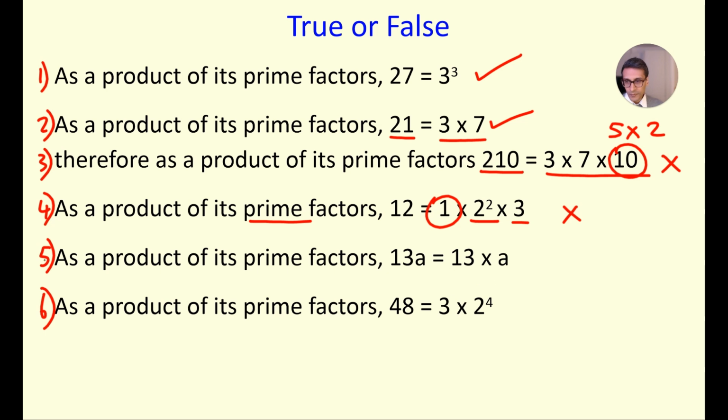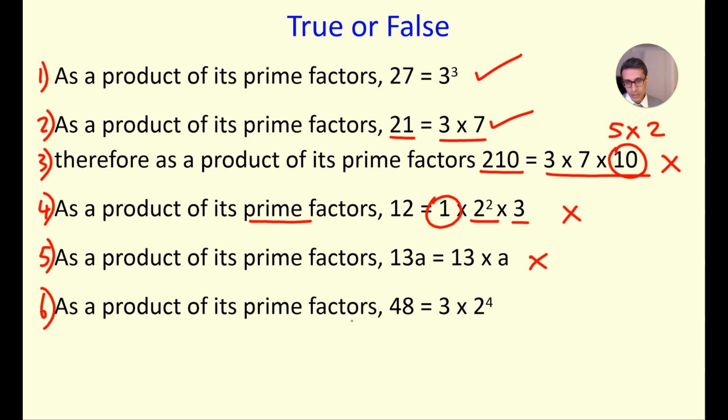Question 5. As a product of prime factors, 13a is equal to 13 times a. Now 13 is a prime number, so in this case you can say that's true. Technically a isn't prime, so this is a questionable one. This will only be true depending on the value of a. So this is a bit iffy. We'll leave that one as depends. For example, if a is 1, then 13 times 1, that's not going to work. So let's say this is false without more information.